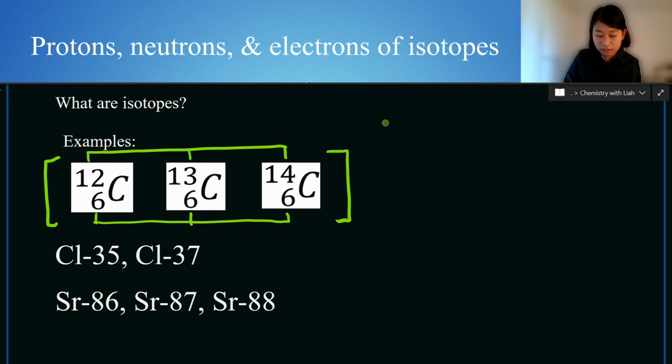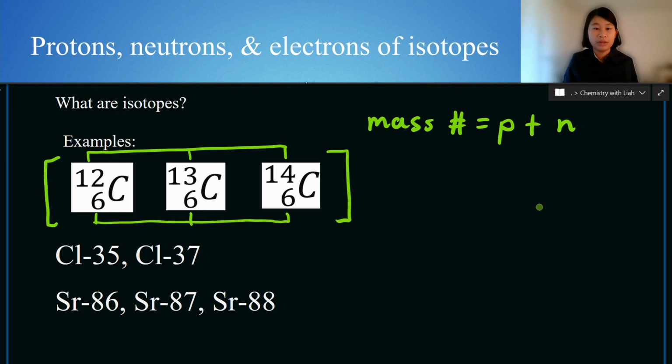Alright, and we know that the mass number is equal to the number of protons plus the number of neutrons. So essentially, whenever you change the number of neutrons and your proton number stays the same, it's always 6 for carbon, then you're going to get a different mass number.